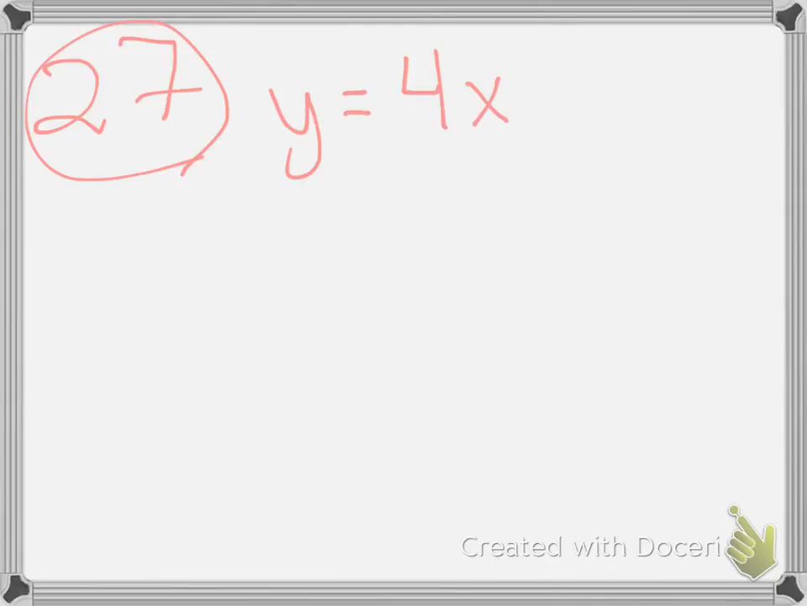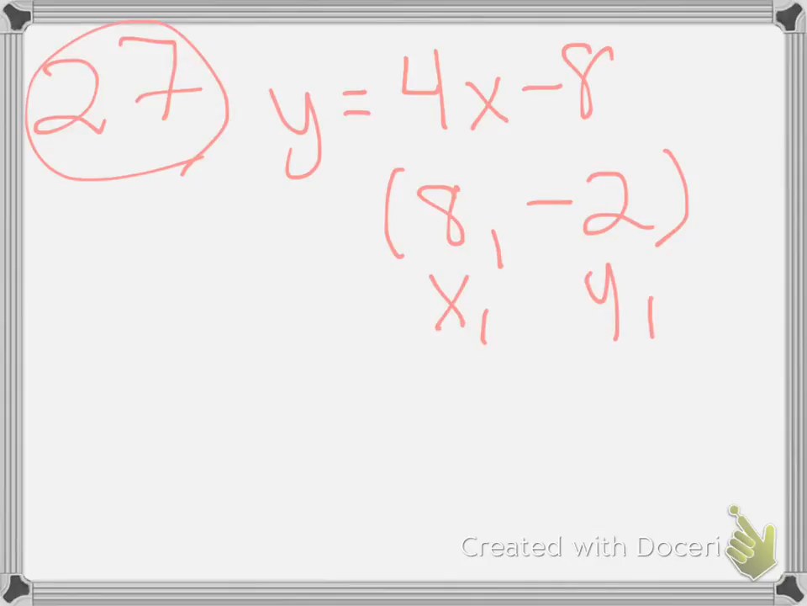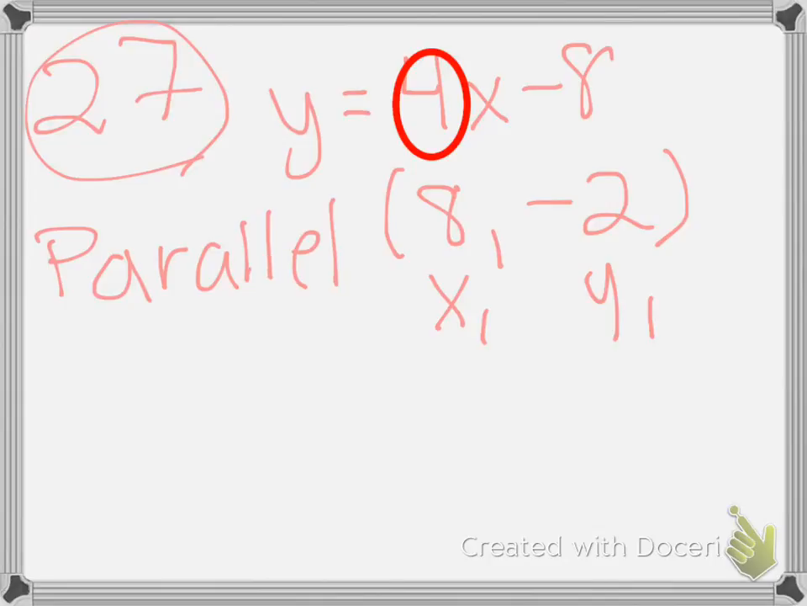Number 27, we want a line that is parallel to y = 4x - 8 and goes through (8, -2). Well, right away, I'm going to label those points x1, y1. I'm then going to say, okay, my slope is 4, and we know that our new line is parallel. Well, parallel slope means it has to be the same as that 4. So our slope is still 4.